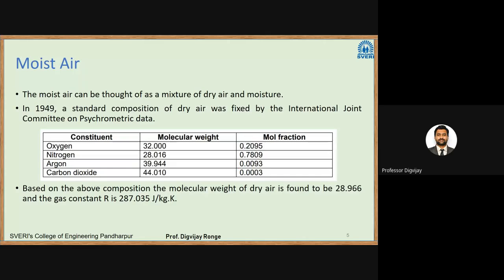Next we saw the moist air. This is the table for dry air, showing the constituents of dry air: oxygen, nitrogen, argon, carbon dioxide. Oxygen is 21%, nitrogen is 78%, and then we have 1% argon and other gases. Then if you take the mixture of dry air and moisture, this will give you moist air.